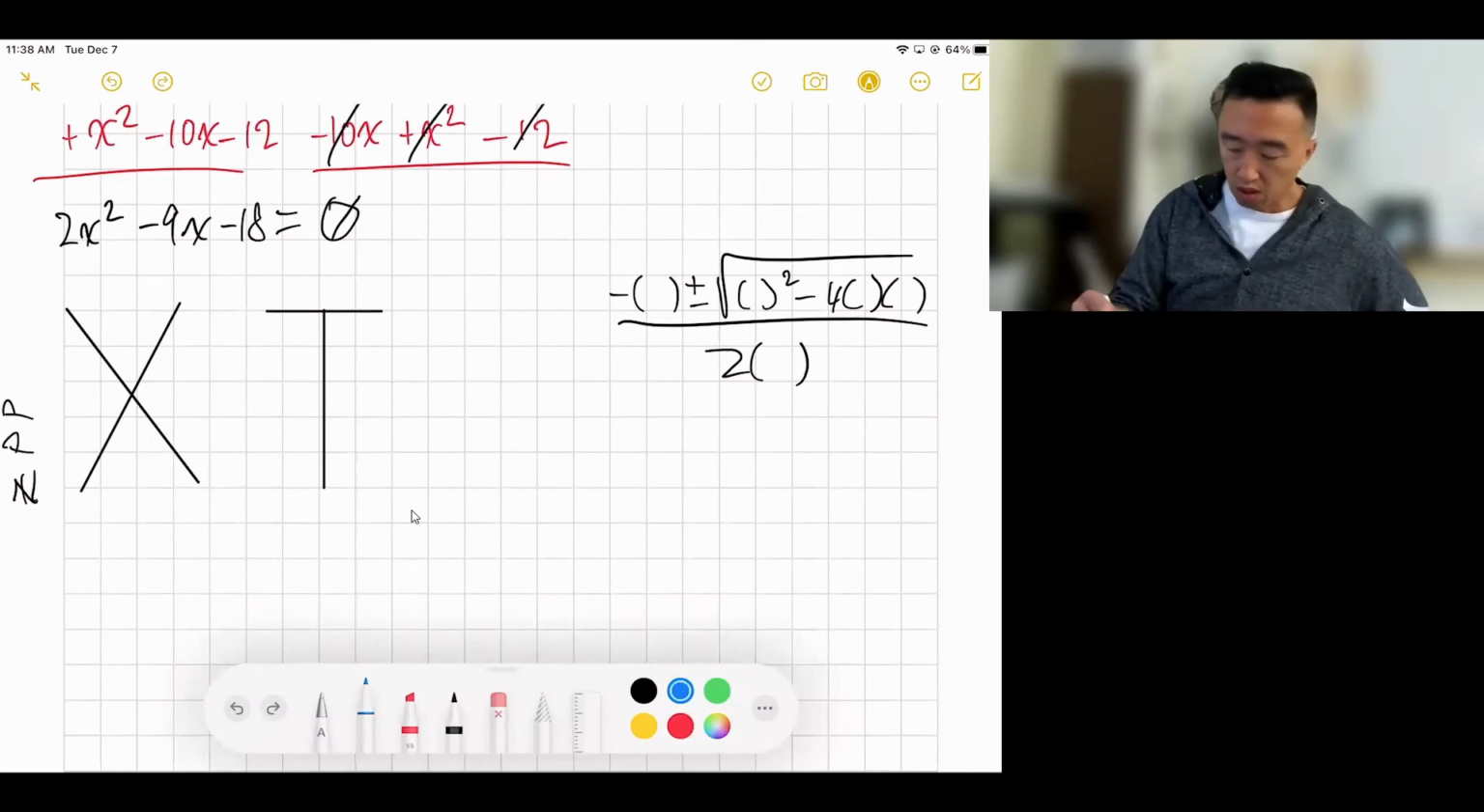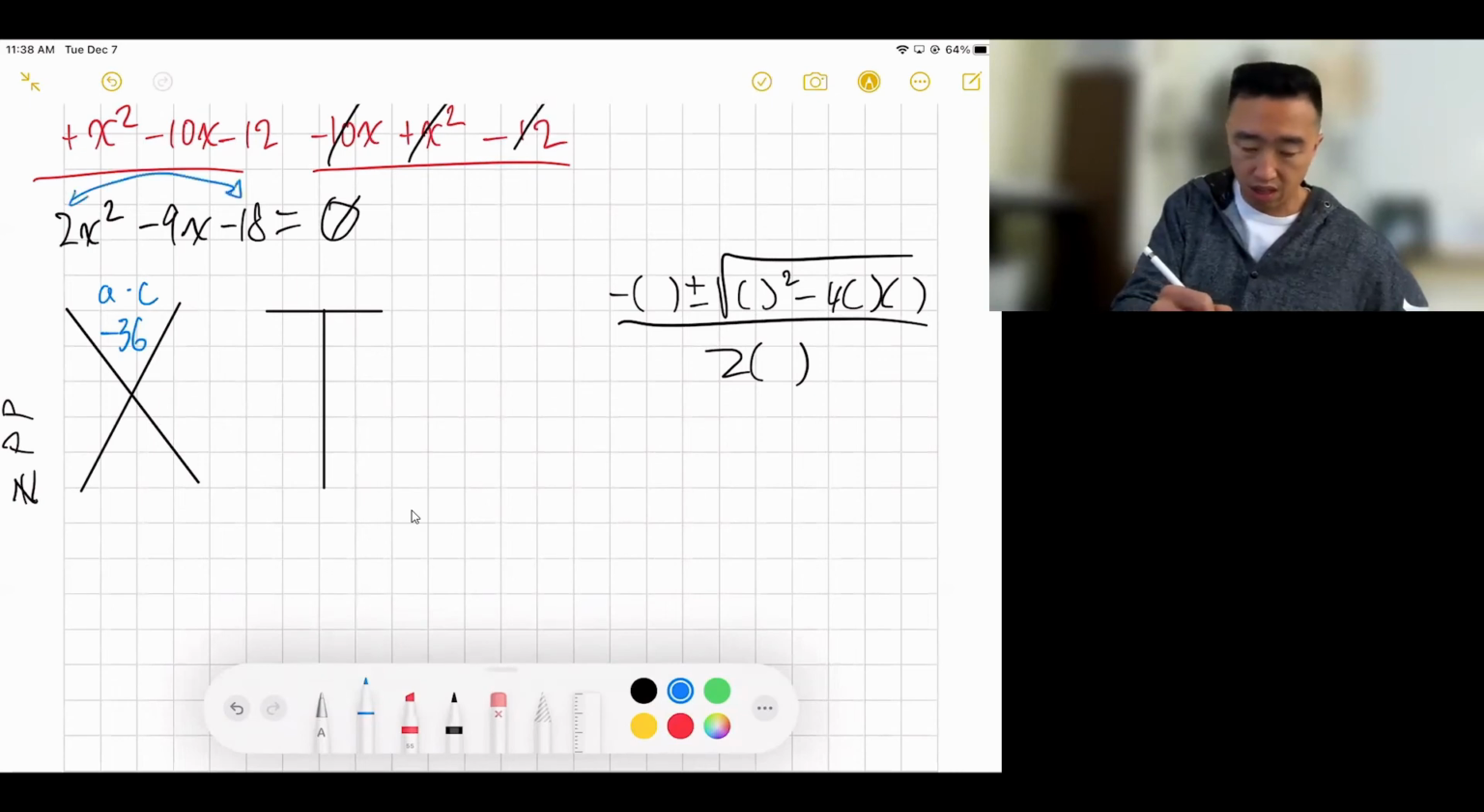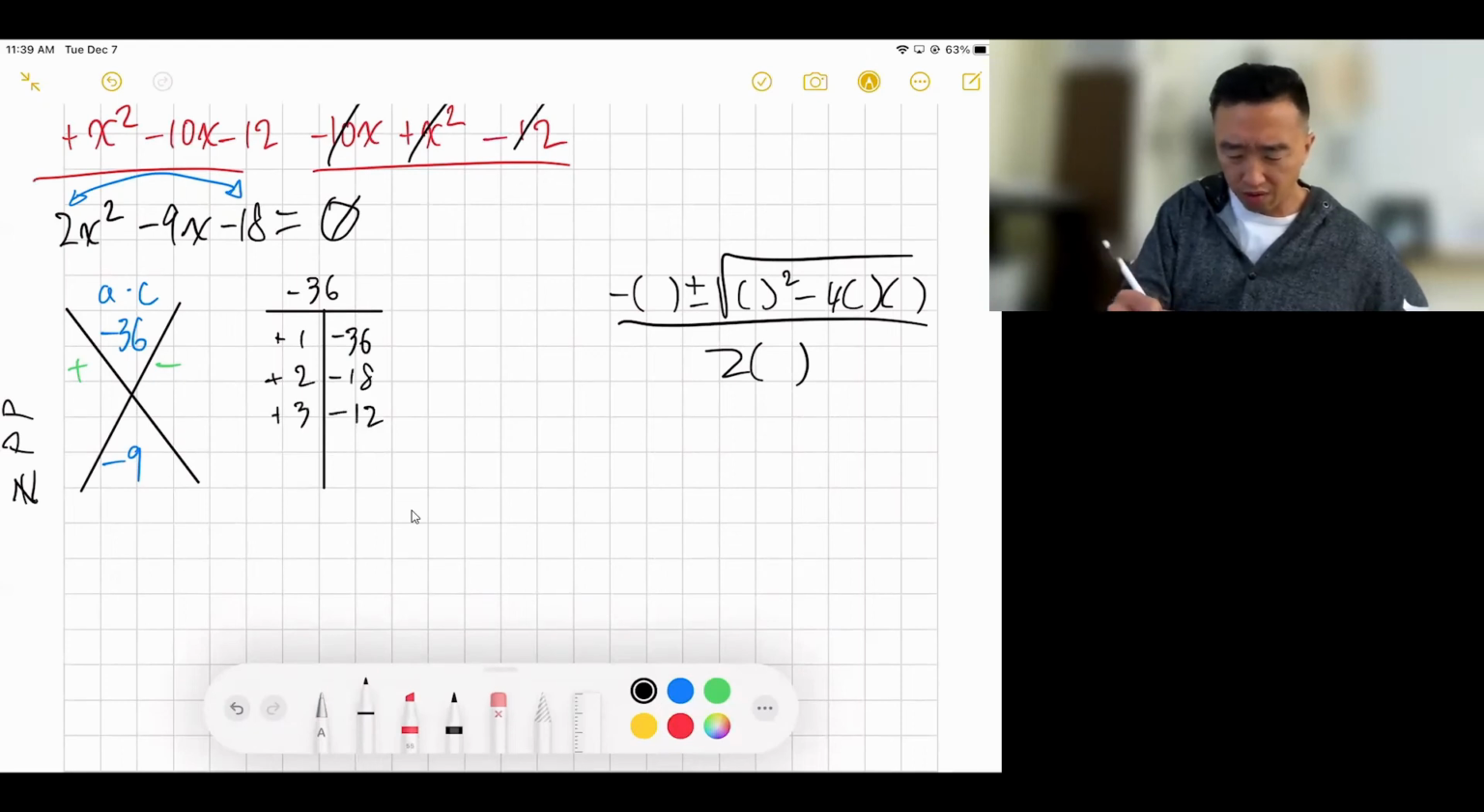Okay, so let's see, we have negative 36 here because I multiply a times c, that's 2 times 18. I get negative 9 here because that's b. I know that this is going to be a negative, this is going to be a positive. And if I were to do this, it would be negative 1, positive 36, negative 2, positive 18, negative 3, positive 12. And that is my combination that I want. It's going to be 3 and 12.